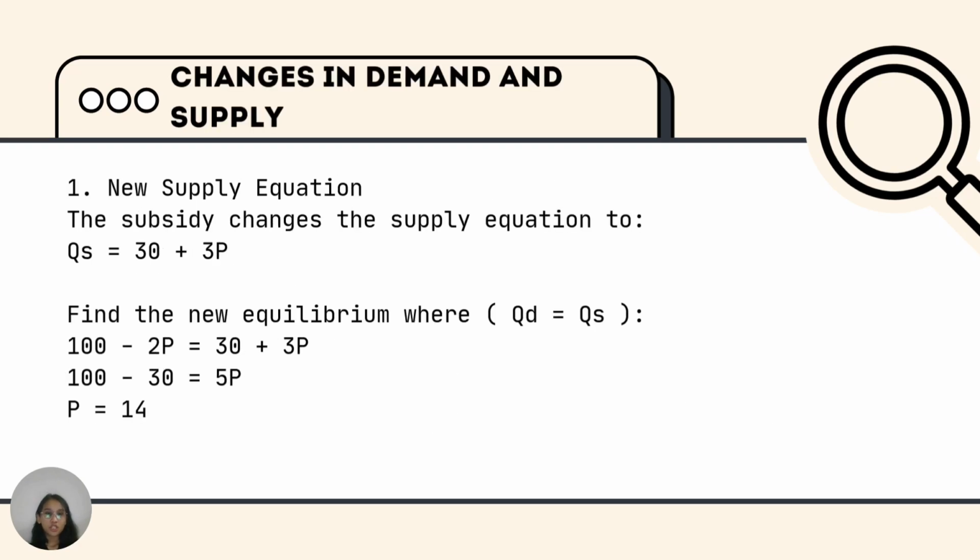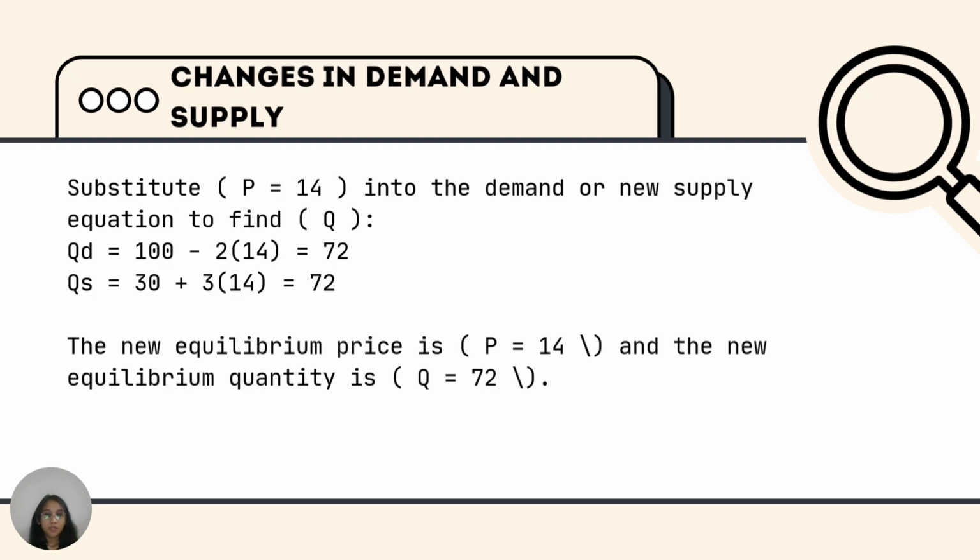Next, for the changes in demand and supply. First, the new supply equation. The subsidy changes the supply equation to QS equals 30 plus 3P, and we find the new equilibrium where QD equals QS, which is 100 minus 2P equals 30 plus 3P. 100 minus 30, we got 5P, and we got P equals 14.